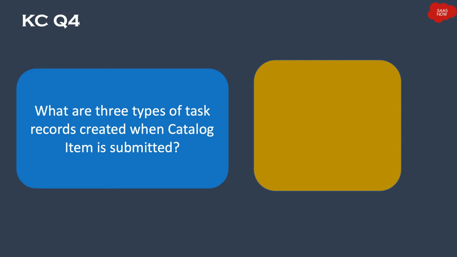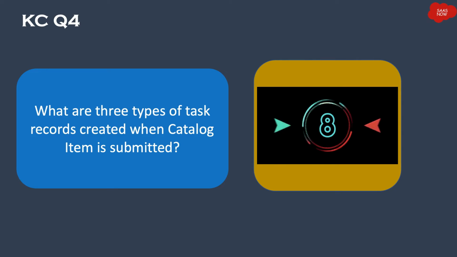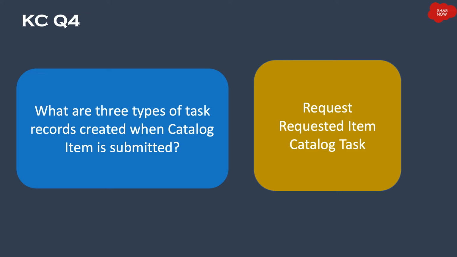Question number 4. What are 3 types of task records created when catalog item is submitted? Your time starts now. And answer is request, requested item, and catalog task.